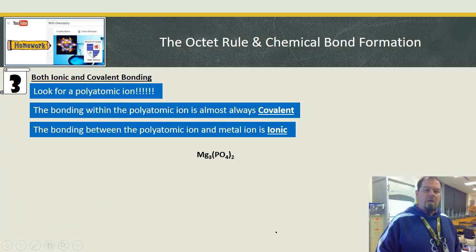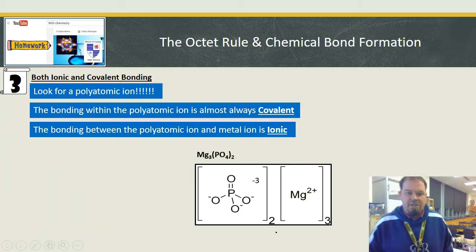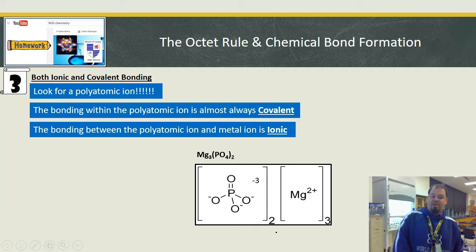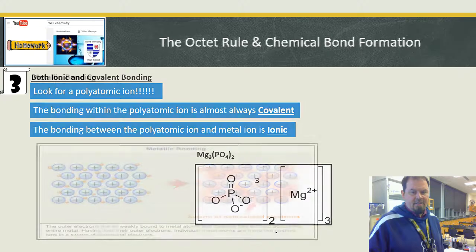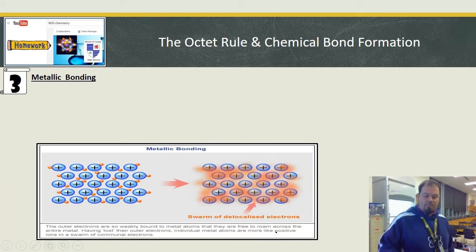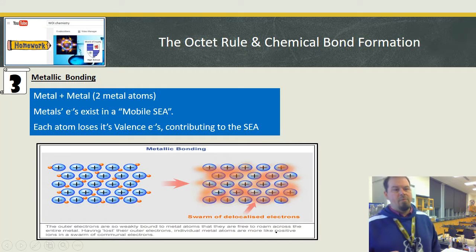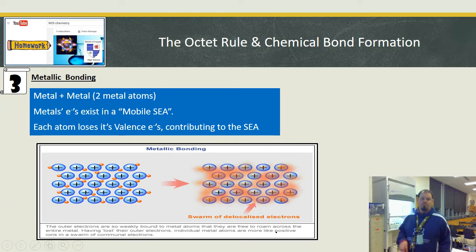Okay. Here's another one. This is Mg magnesium phosphate, PO4, and this is just a picture I found of what it would look like if we were to draw it. I don't think I'm going to make you draw too many that have polyatomic ions in it. What I need you to do is know that when there is a polyatomic ion, both kinds of bonding are present. That's the key.